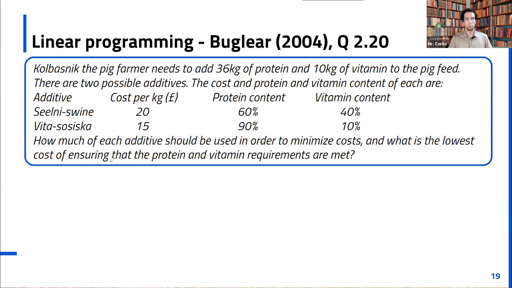Variables, what do we think are the variables? S and V. Okay, tell me what they're going to represent. S will be representing the type of additive. Okay, so the S for the Sealy swine, V for Vita, so Siska, whatever. Okay, so C whatever and Vita. And what about them? What exactly about them? The percentage of content.